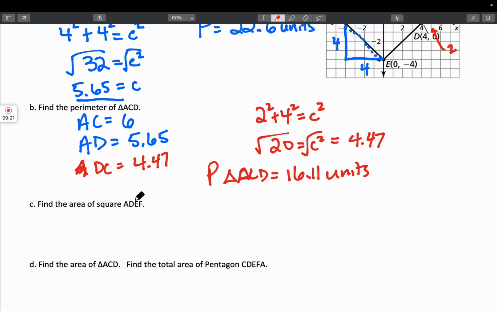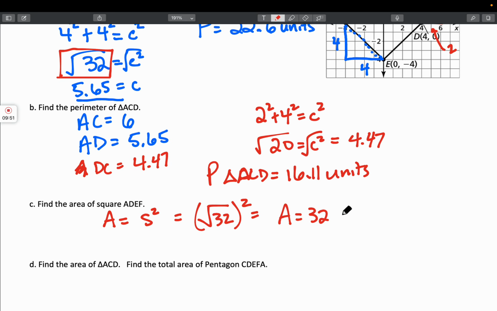Now we want to find the area of square DEF. Well, remember the area formula for a square is just the side length squared. Well, we know the side length is equal to 5.65, or actually another better way of thinking about this, let's go back up to here. Our side length is actually the square root of 32. So I'm going to take the square root of 32 and I'm going to square it. And that's going to give me an area of 32. And now this is going to be units squared.